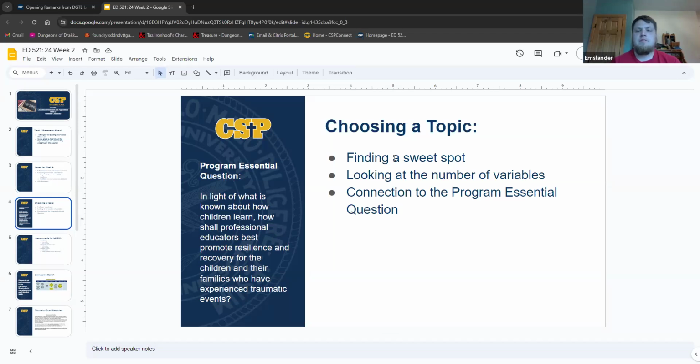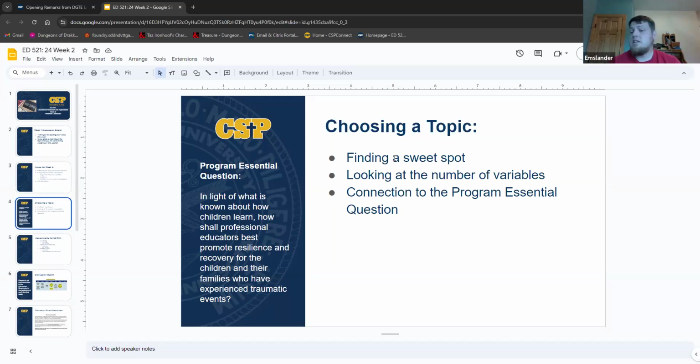And you want to look at the number of variables. The fewer, the better. Ideally, in a perfect world, we would change one thing and see what happened to the outcome. However, in education, that's not really possible, as we change one thing, but we don't know what else is changing in the students' lives.